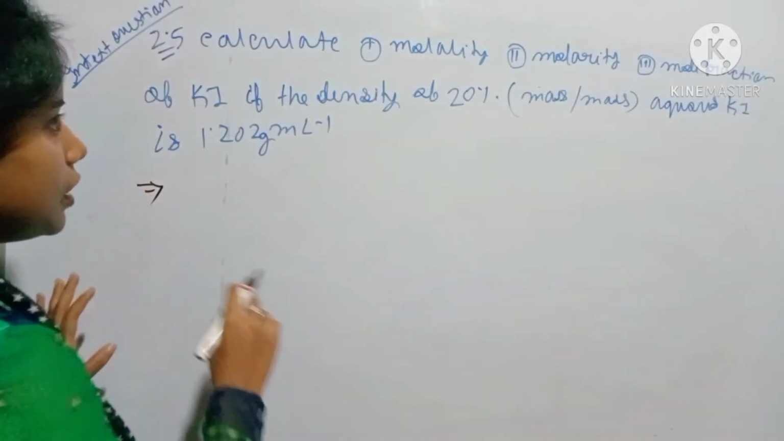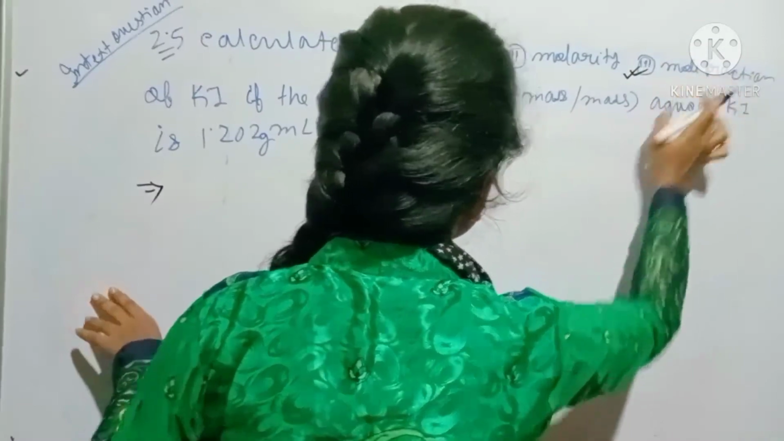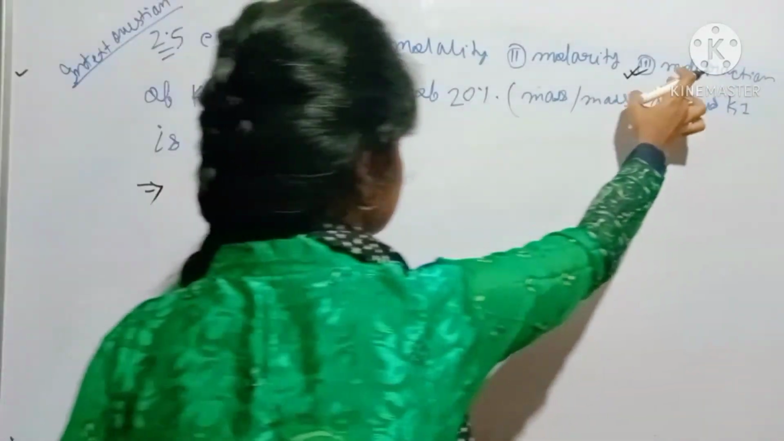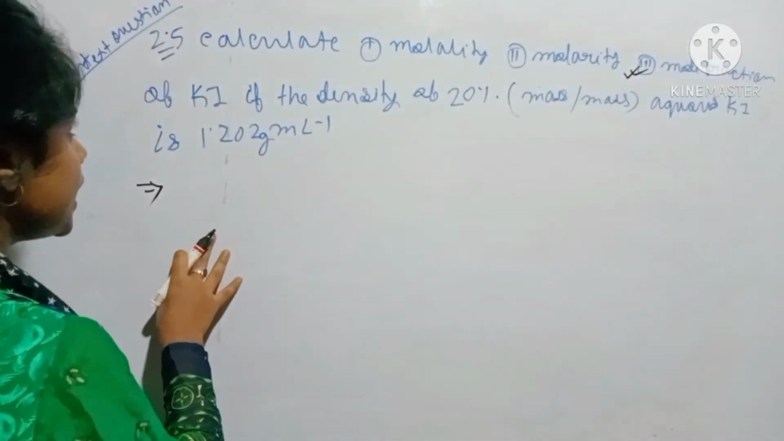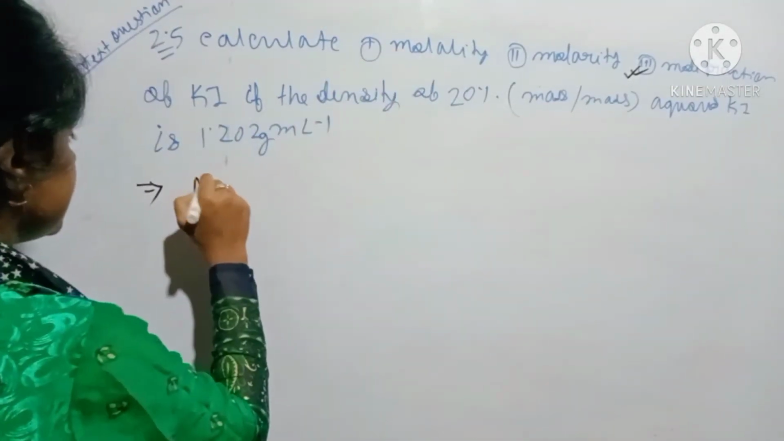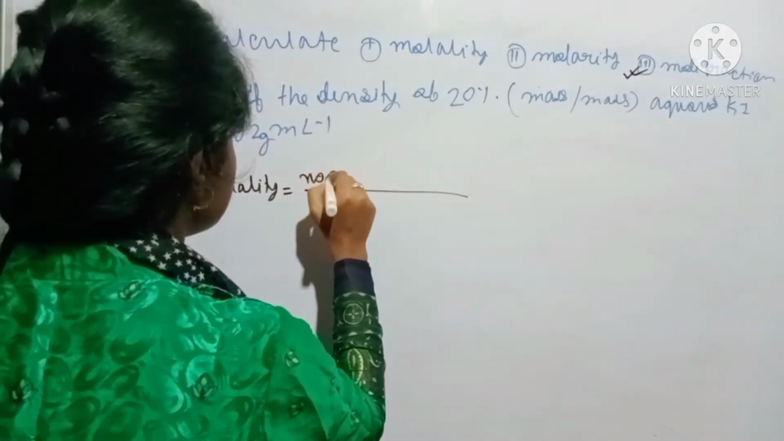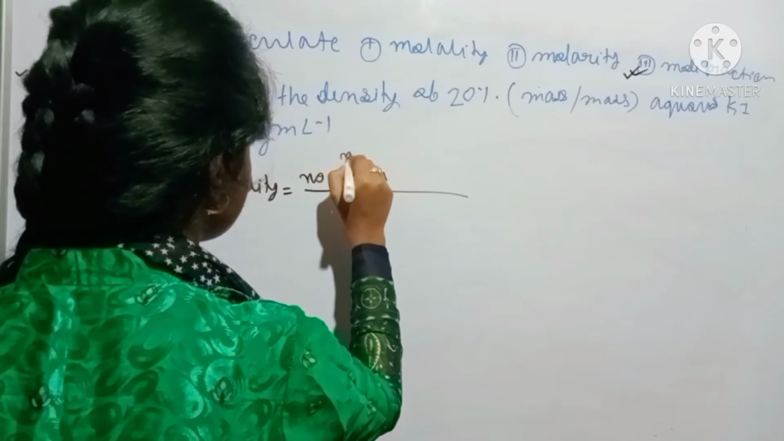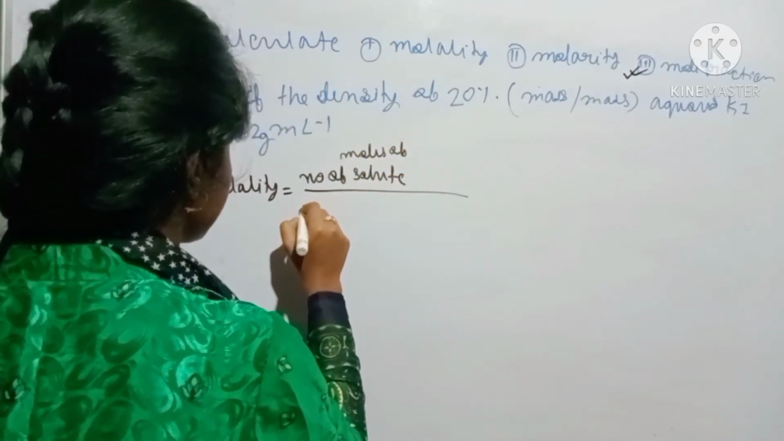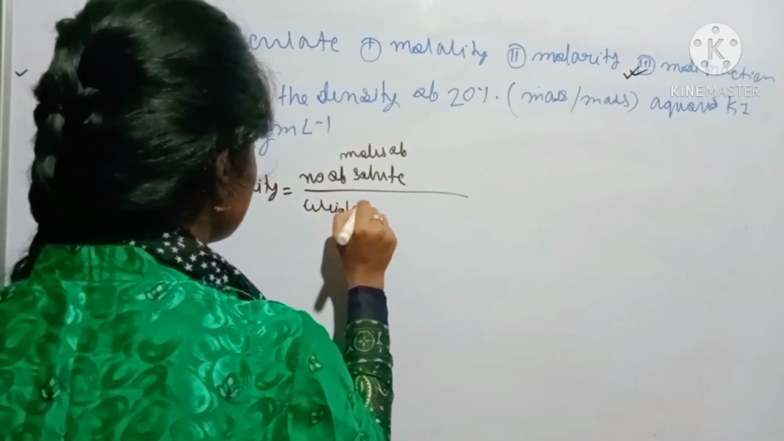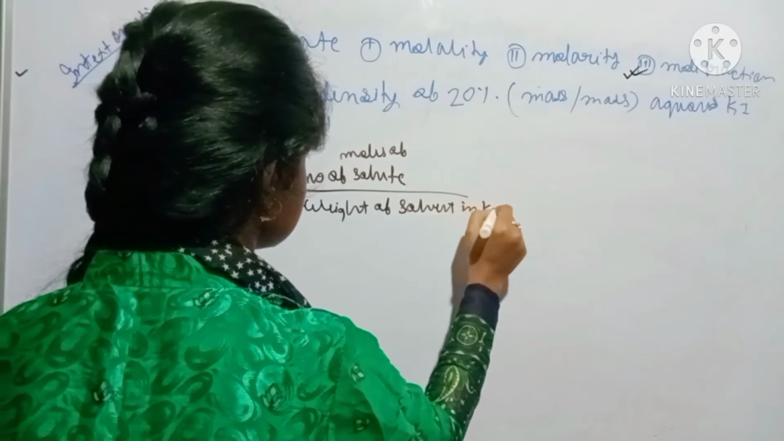Okay, now let me tell you one thing: I already solved this equation. I already calculated this mole fraction in my first video. You should check it. So now we have to calculate the molality. We know that molality equals number of moles of solute divided by weight of solvent in kg.